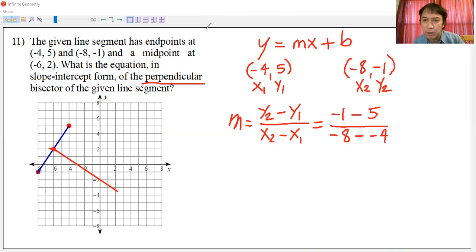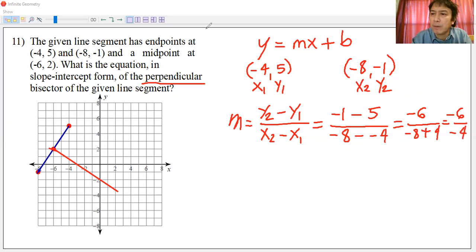Let me just verify it. y2 is negative 1 minus 5. Yes. And at the denominator, x2 is negative 8 minus the x1, which is a negative, so minus negative 4. Simplify this: negative 6 divided by negative 8 plus 4. Finally, this is negative 6 over negative 4. Negative by negative is a positive, reducible to lowest terms, 3 halves.